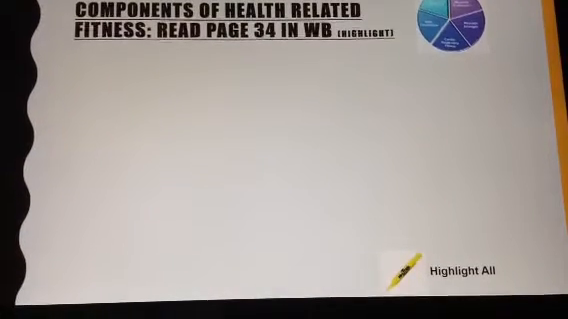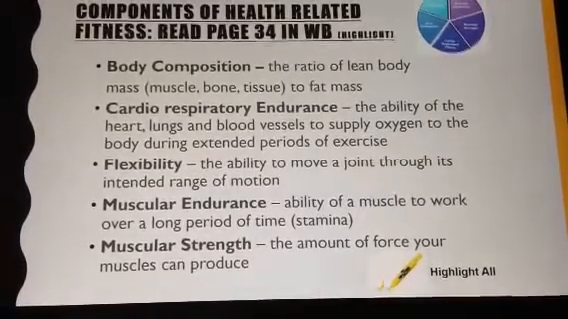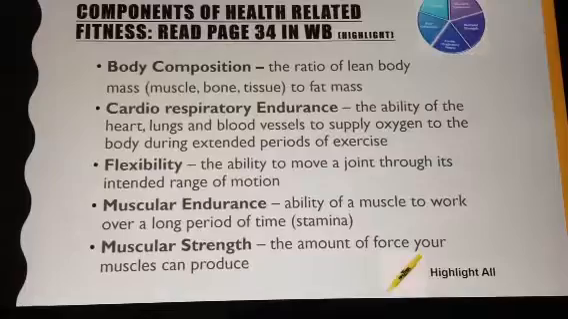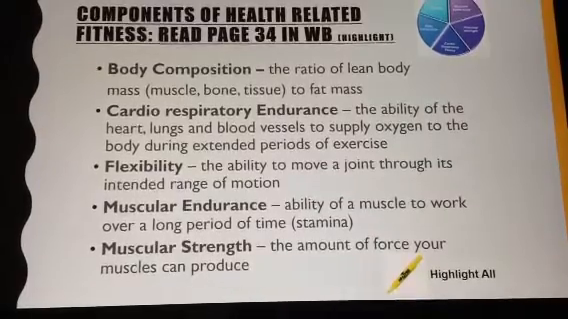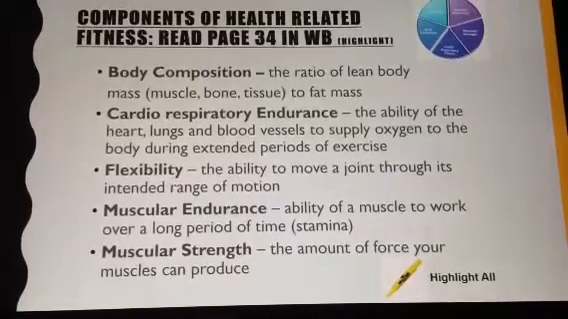There are 5 components of health-related fitness that are also located on page 34 of your wellness booklet. You can highlight them. They are body composition, cardiorespiratory endurance, flexibility, muscular endurance, and muscular strength. We are now going to talk about each one of these components.